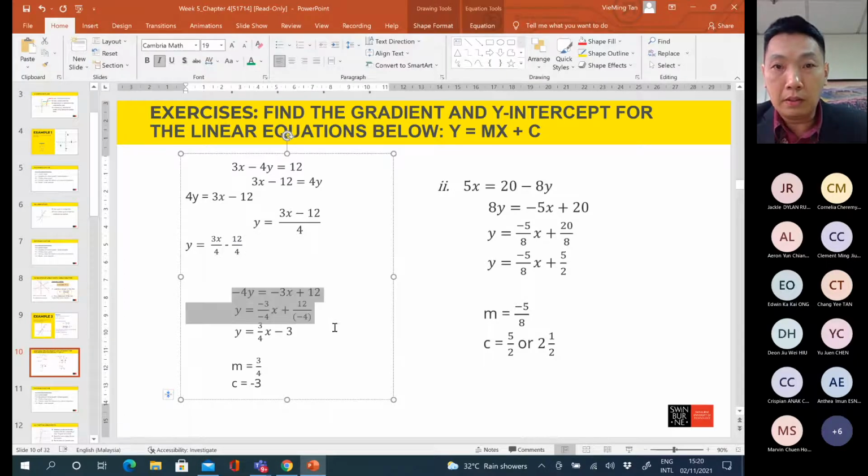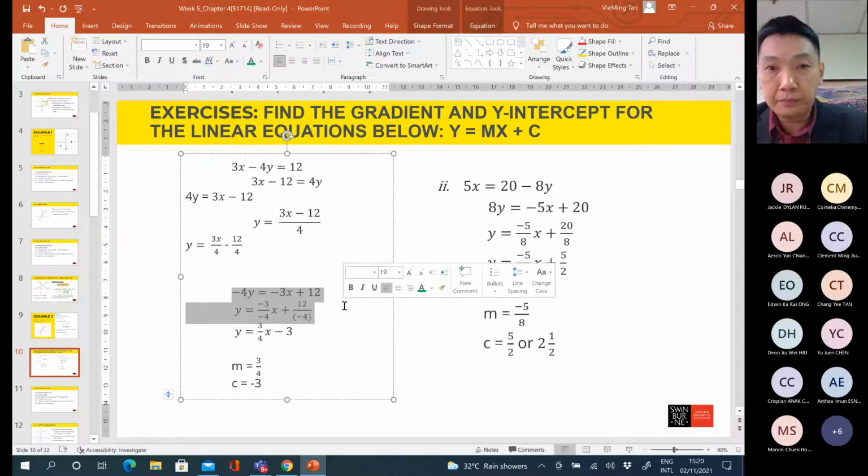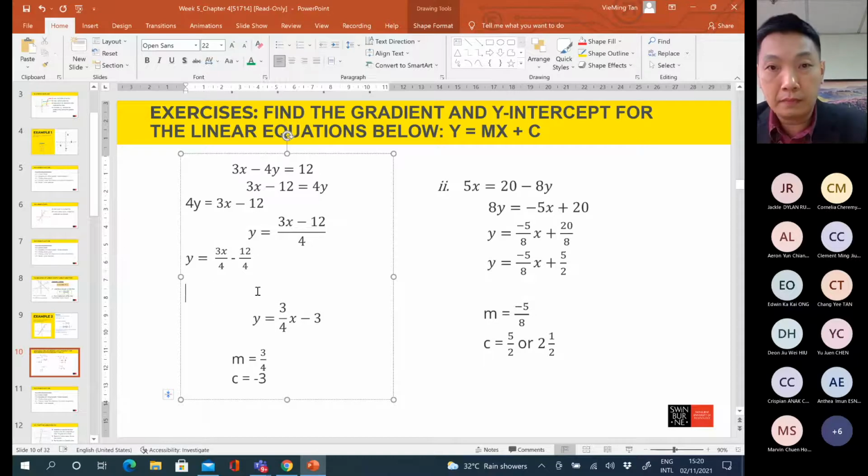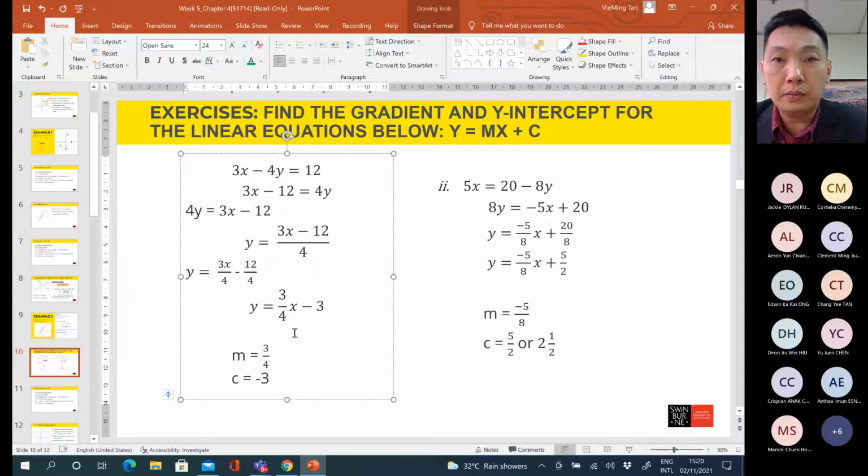Okay, this one I erase all. So if you simplify this, you may find that y is equal to 3 over 4x minus 3. We try to make sure that the equation is in this form, y equals mx plus c, so that we can get the m and c variables directly. So in this case, the m is the coefficient of x, which is 3 over 4, and the c value is the y-intercept, which is minus 3.